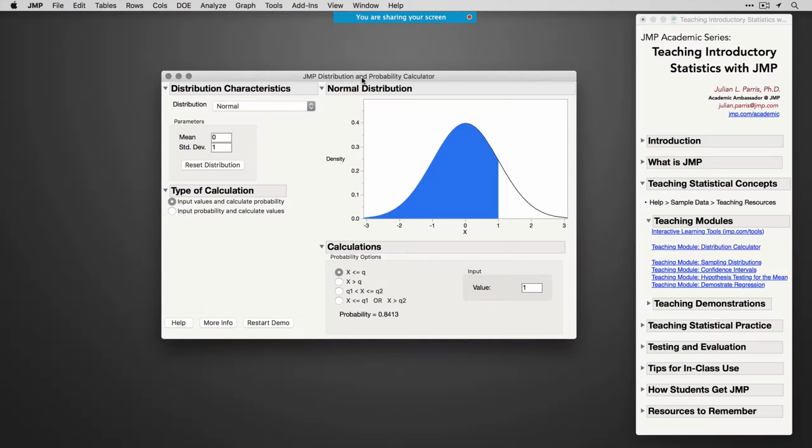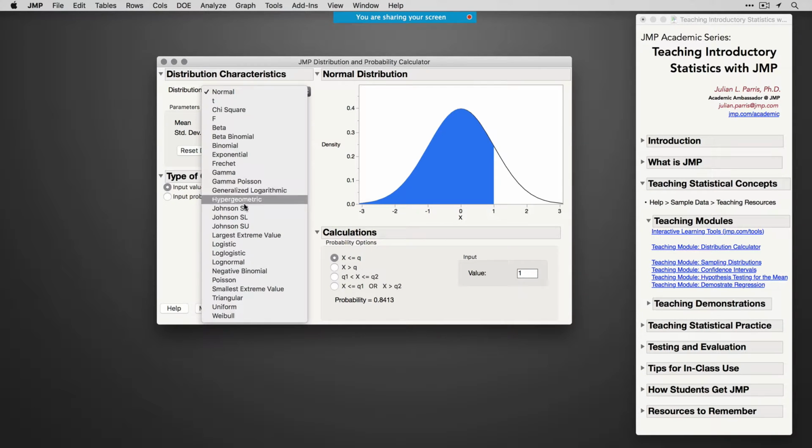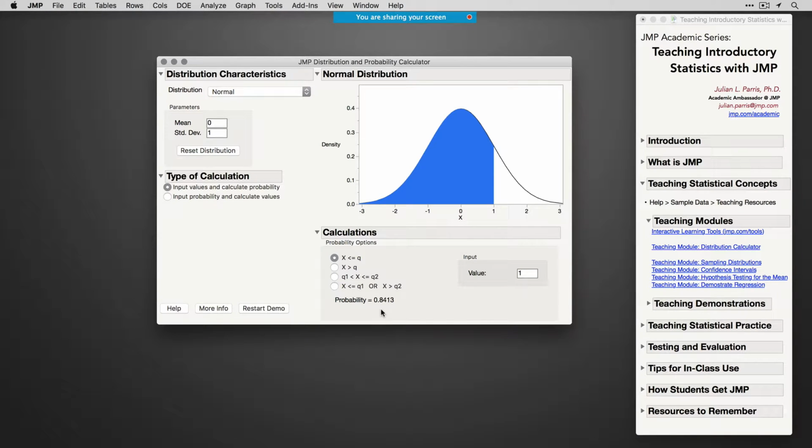When I first started teaching statistics, I used a lot of tables in the back of my textbooks. But as I started to use JMP more, I love this distribution and probability calculator, since for all these different distributions, students can enter in their values and not only read out the probabilities, so the proportion of the distributions, but they can get a sense of what that even relates to by looking at the graphics.